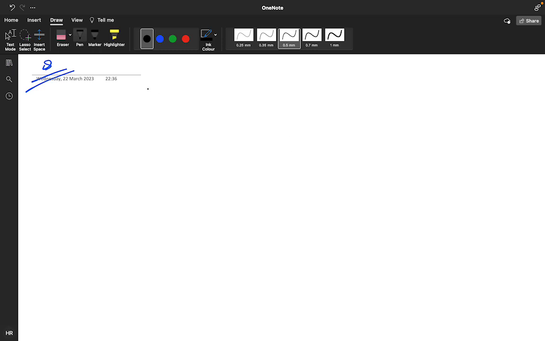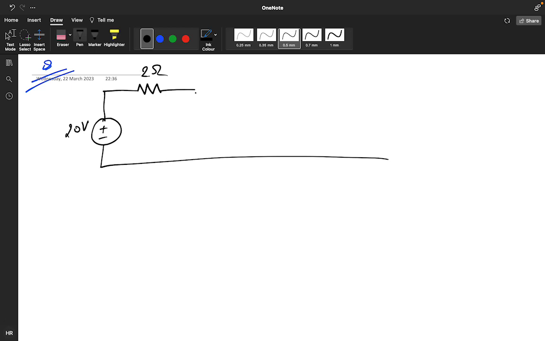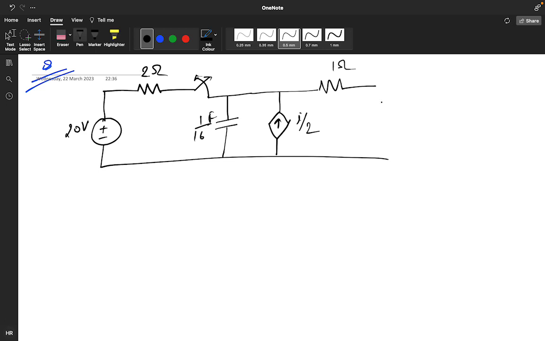See, you have a figure. This is 2 ohm. This particular is a positive negative 20 volt, and this is 1/16 farad, and it's given a current source I/2, and this is your 1 ohm.